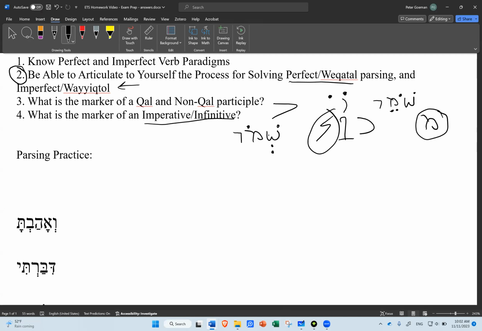Imperative, masculine singular. So that's qal imperative, ms, from shamar. That's how we'd parse it. Or qal infinitive construct from shamar. Either of those would be correct for that. But if there was a lamed on the front, like lishmor, then it would be an infinitive construct.